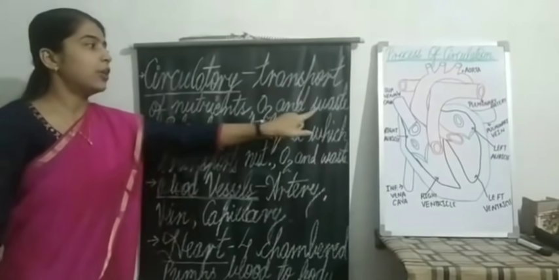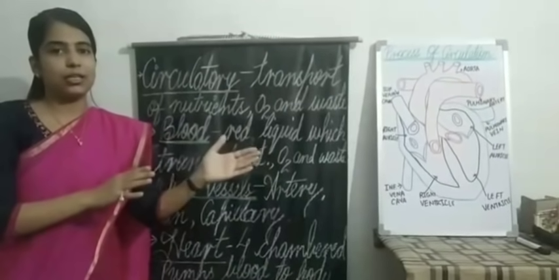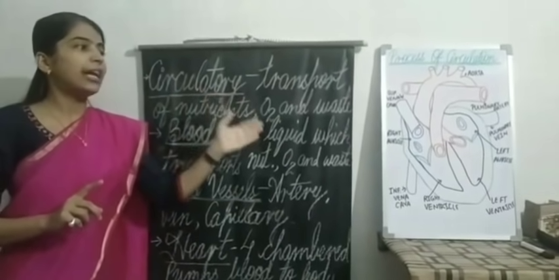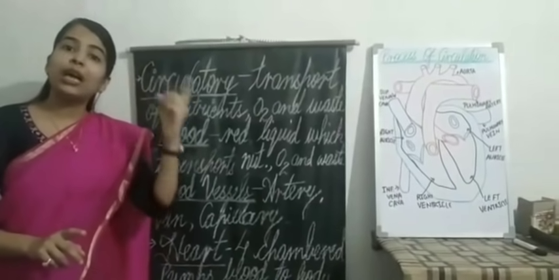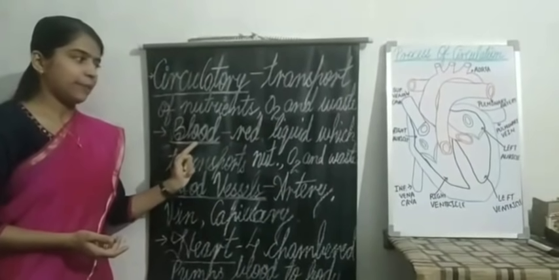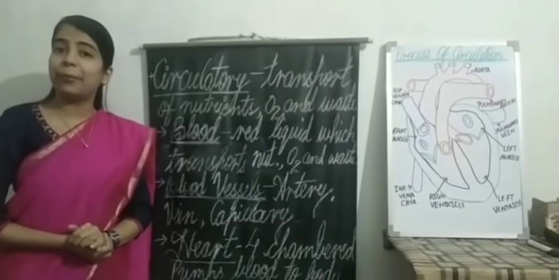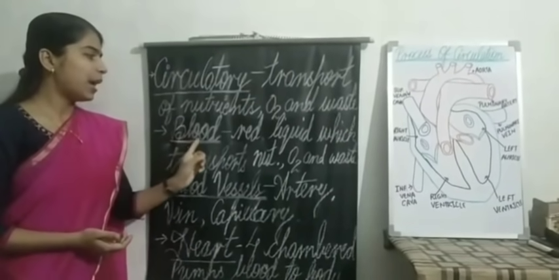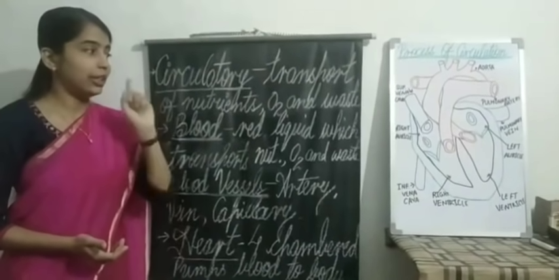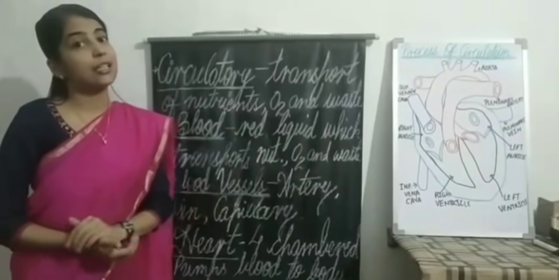At the same time, it will collect the waste products from your body parts and take them to different organs, like it will take them to the kidneys for excretion through urine, and it will take carbon dioxide as the waste product to the lungs for breathing out. Then, next we had learned about blood. That is, blood is a red colored liquid, and that red color is because of the pigment hemoglobin. So, blood is a red liquid and it carries out the process of transportation. It will transport the nutrients, oxygen and the waste products in your body.